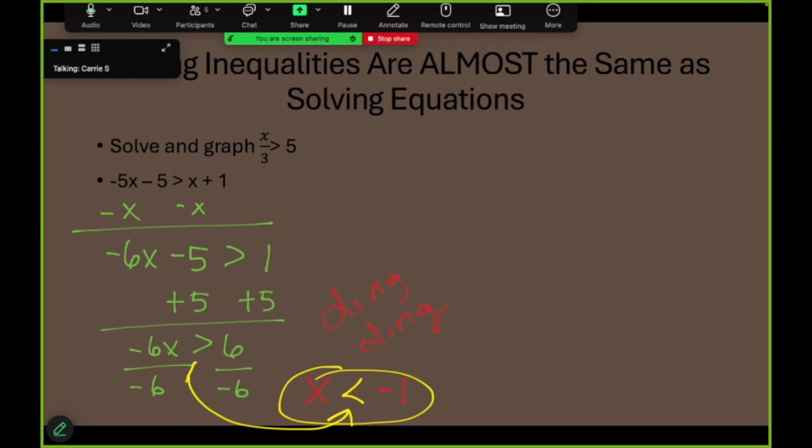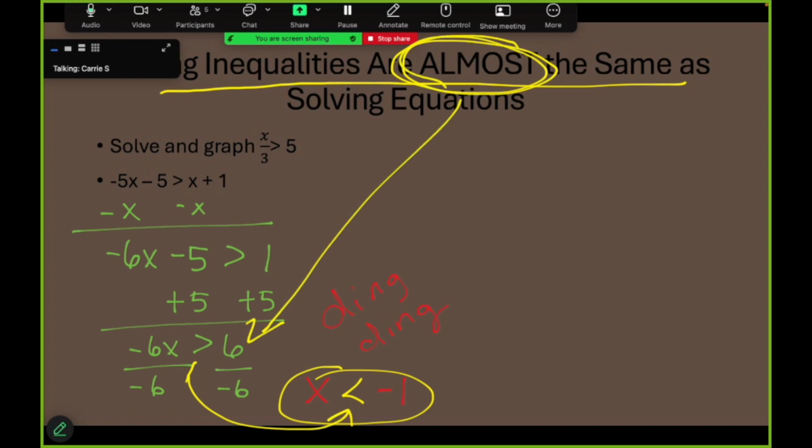Are there some questions? Up here at the top it says that solving inequalities is almost the same. The only time it changes is when I divide or multiply by a negative, and how I fix it is I switch the inequality around.